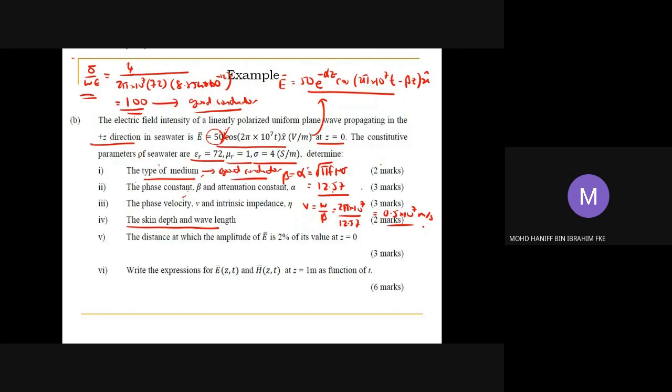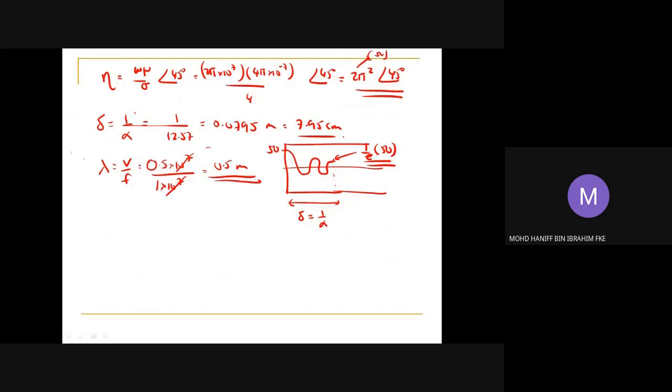Okay, and for number 5, the distance at which the amplitude of E is 2% of its value at Z equals 0. Basically, we are going to calculate the amplitude of the wave. Let's say this is seawater, this is Z, the distance of propagation, and this is Z equals 0. The initial amplitude is 50, and the wave is propagating inside the medium. You need to find the distance at which the amplitude has been reduced to only 2% of the initial amplitude of 50. So 2 over 100 times 50 gives us 1, which equals 1 volt per meter. That should be the amplitude.